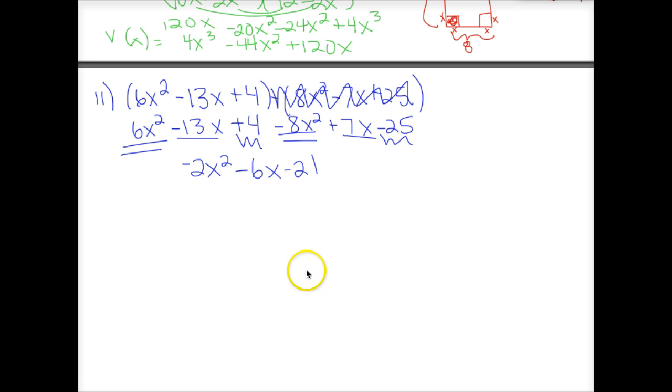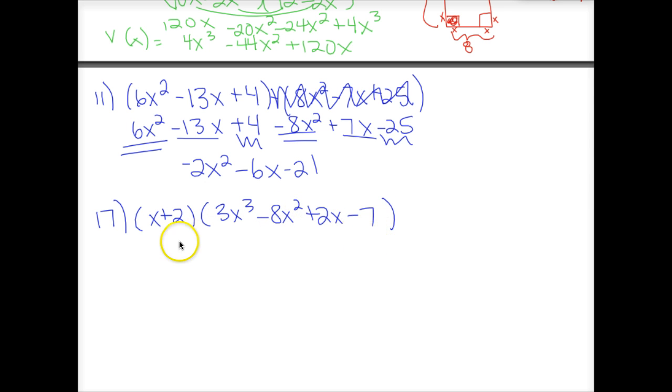14 and 16 and 17 are multiplication problems. So number 16, you can FOIL it because it's a binomial times a binomial. So if you didn't get that answer right, go back. Make sure that you FOILed or did a box. On 17, you have x plus 2 times 3x cubed minus 8x squared plus 2x minus 7.